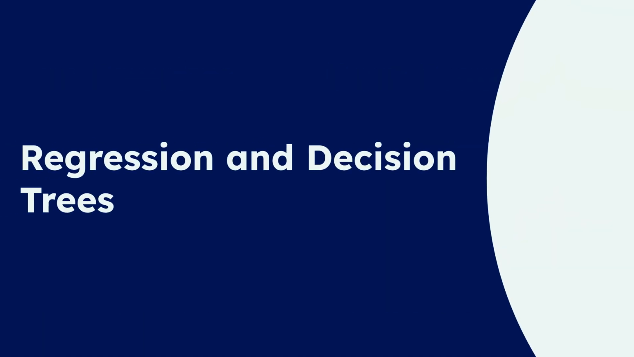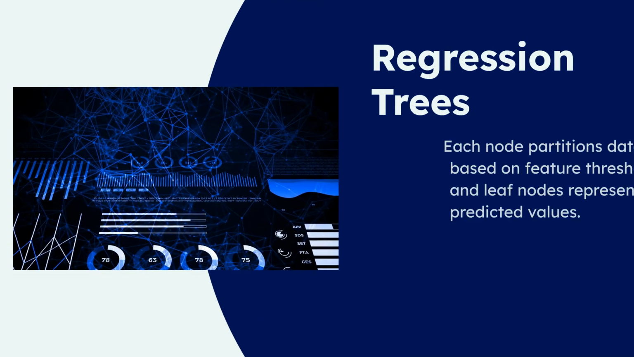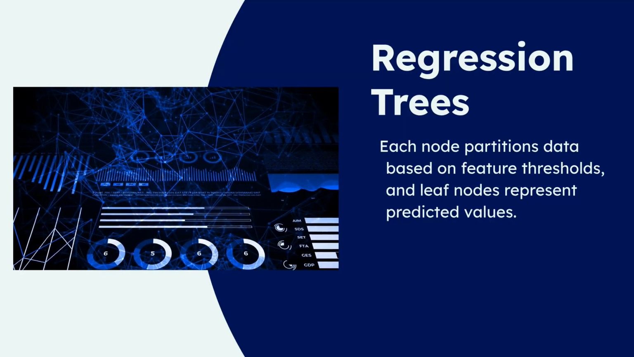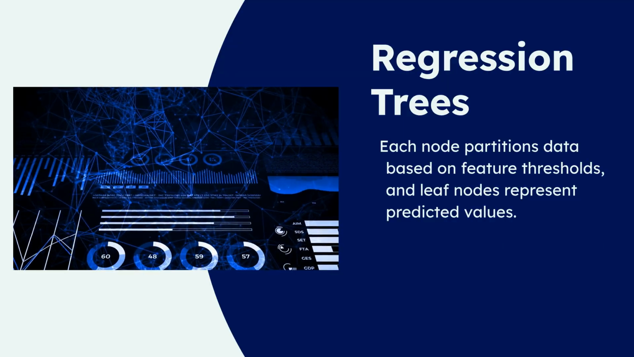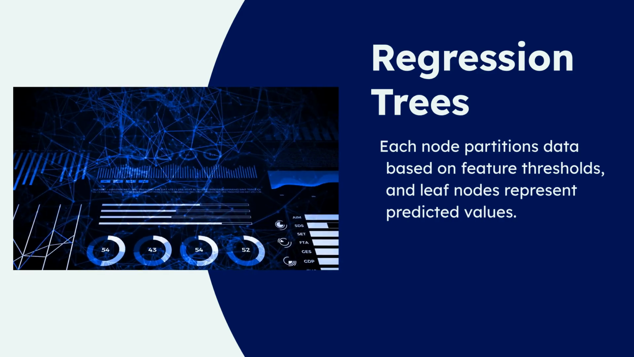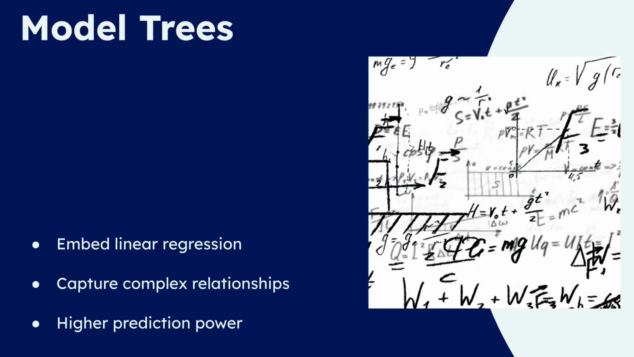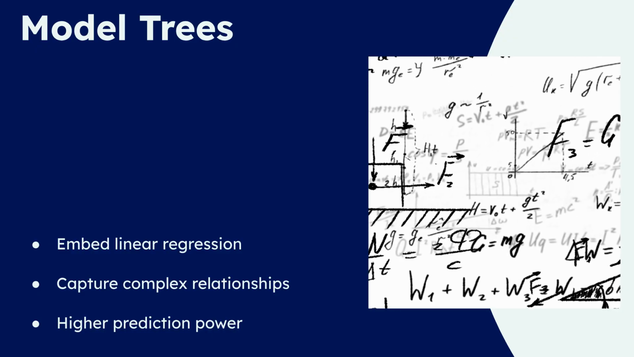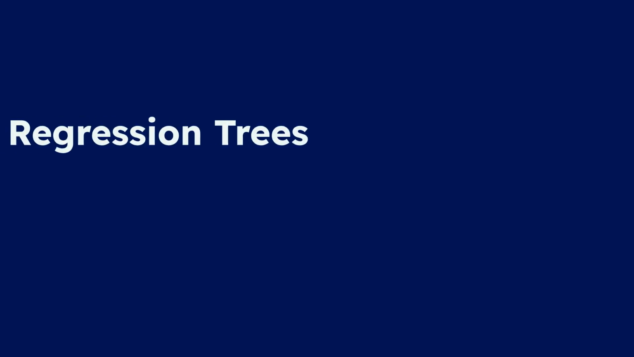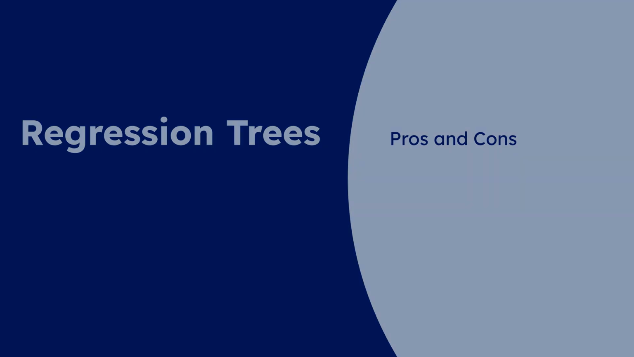Now let's look at how decision trees handle regression problems. Regression trees extend decision trees to predict continuous values. Each node partitions data based on feature thresholds, and leaf nodes represent predicted values. Model trees go further by embedding linear regression equations in the leaves, allowing them to capture more complex relationships between features and outcomes. Understanding the strengths and weaknesses helps us choose the right modeling technique.